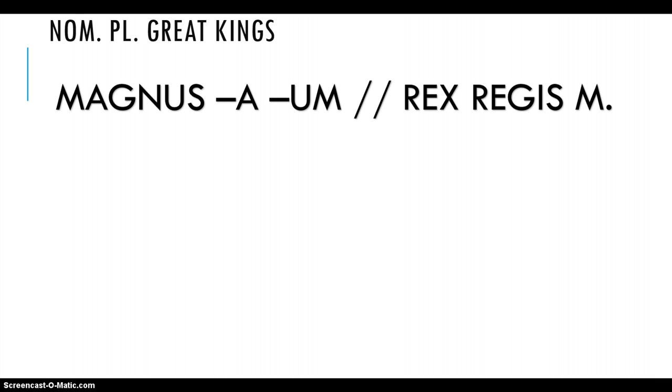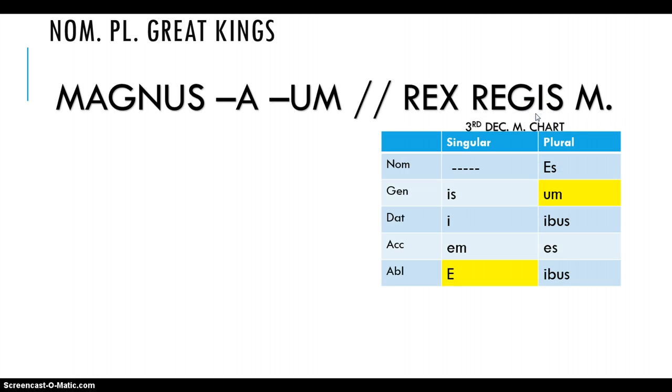Now, the second one makes things a little more complicated. We still have great, which is a first and second declension adjective, but now we have kings, which is a third declension noun. So our endings are most likely not going to be similar. So let's take the noun first. That's always the smart thing to do. Rex, regis is third declension. So we have our third declension chart. And we need nominative plural, so we're just going to take it. It's ES, so we know rex, regis is going to look like reges. This is our masculine third declension chart.